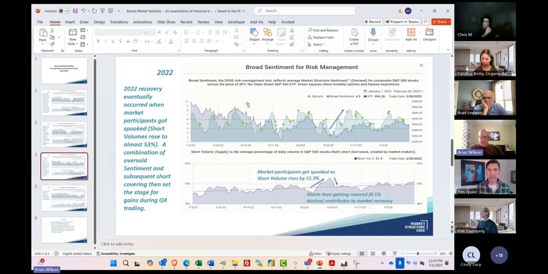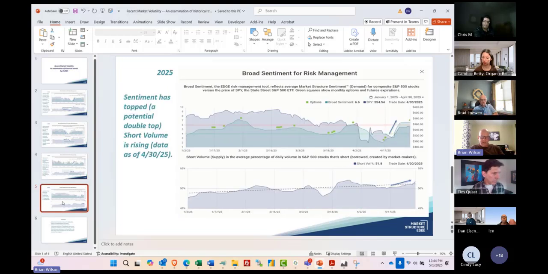What happened that particular year after just having a very difficult trading year? Market participants, in my estimation, just got spooked towards the end of the third quarter in September. Short volume rose dramatically by 15%. Finally, shorts got covered. Once again, sentiment was oversold, and then we rallied the rest of the quarter and into 2023.